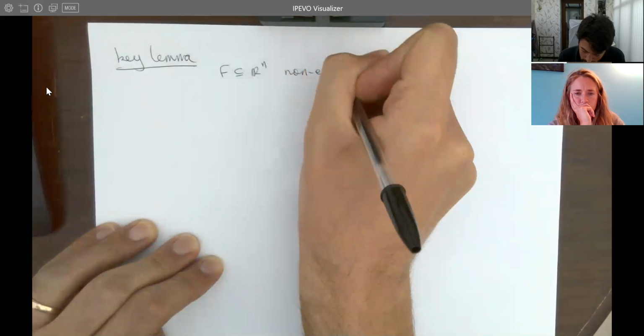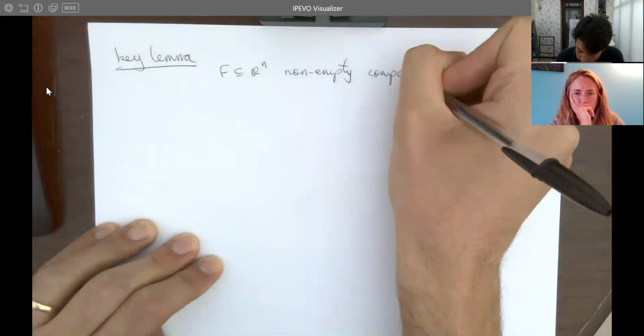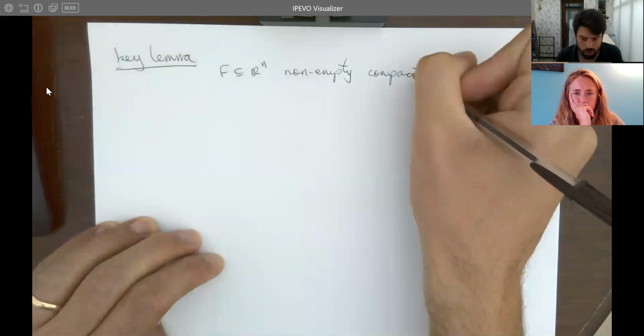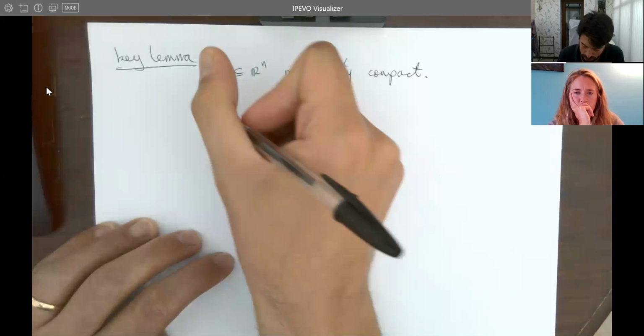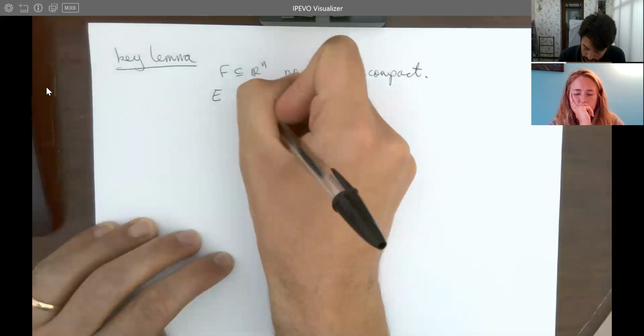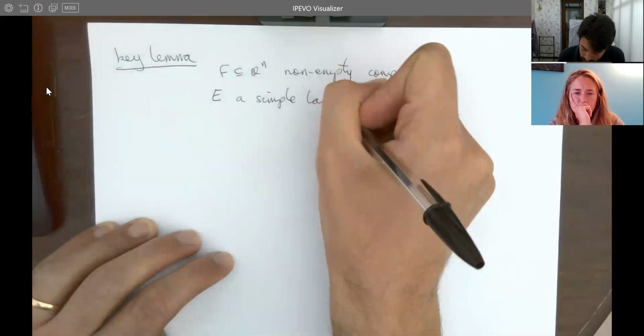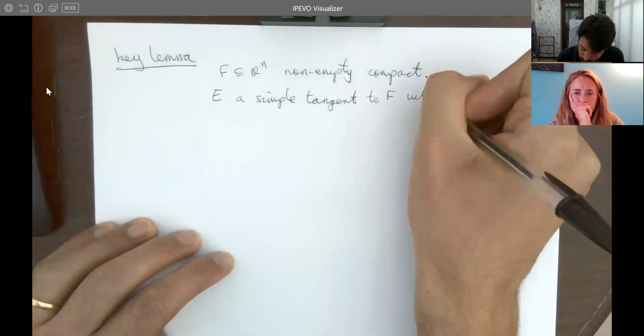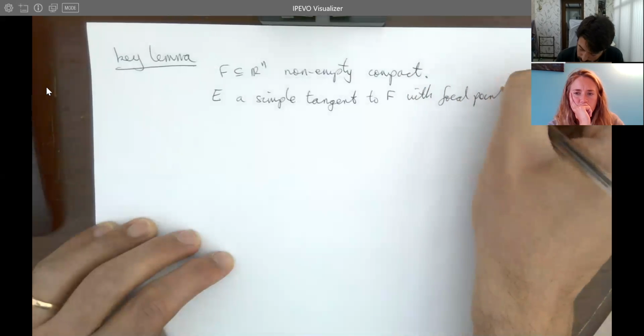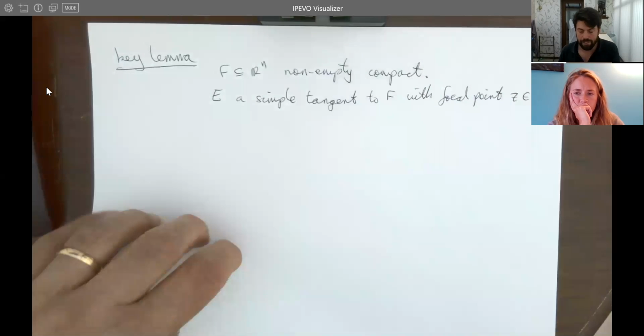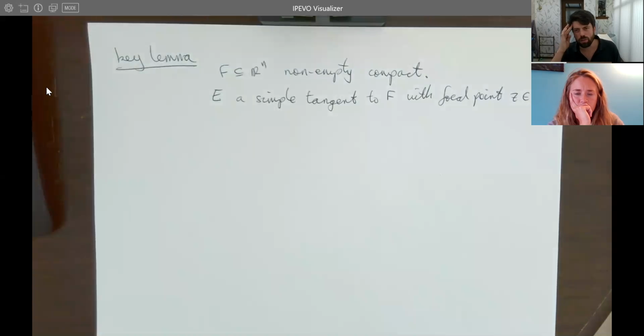Just for convenience, I don't actually need F to be compact, but for convenience, let me assume that it is compact. And I'm going to have E be something which I'm going to call a simple tangent to F with focal point Z, and Z is going to be a member of F. Probably people who are familiar with this stuff would have expected me to use terminology like weak tangent, and actually this is what these things are. But instead of setting up weak tangents as I would normally, it's much easier.